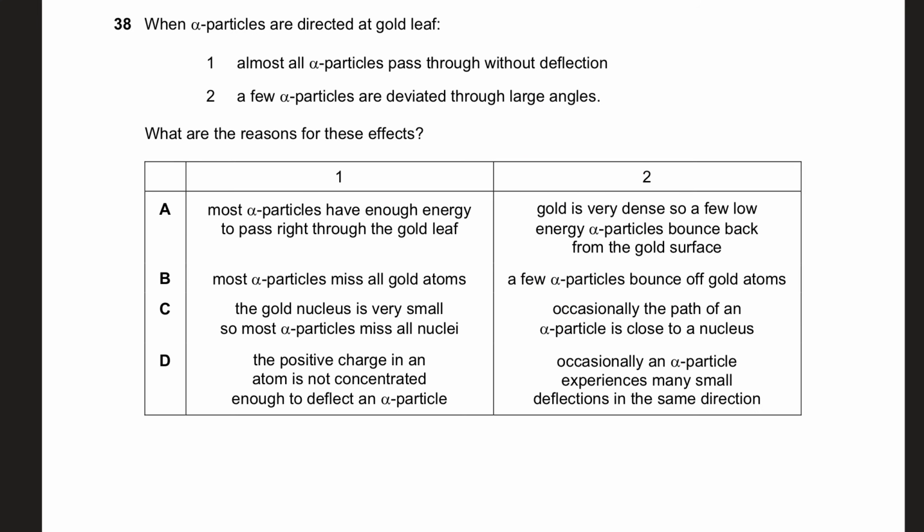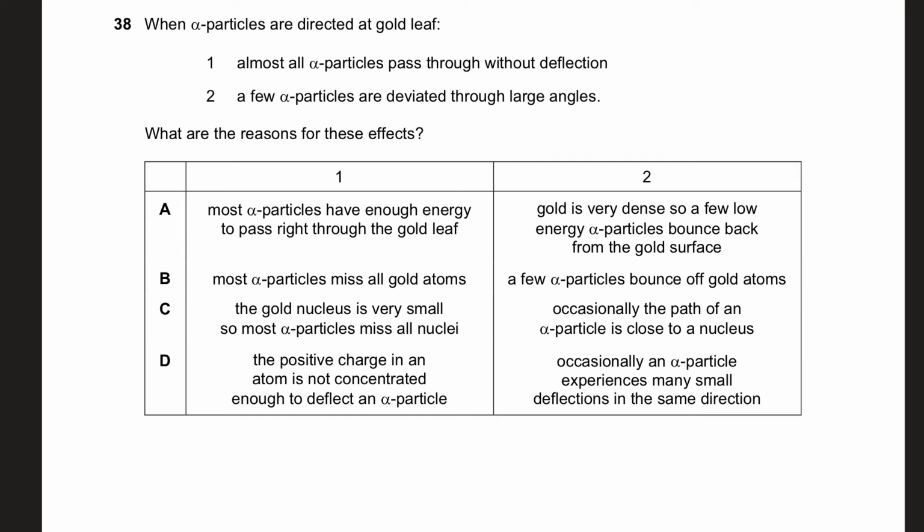Question 38 says, when alpha particles are directed at gold leaf, number 1, almost all alpha particles pass through without deflection. If you remember the gold leaf experiment, you'd know this happens because the conclusion was that the nucleus is very small and alpha particles miss the nucleus. Number 2 says, a few alpha particles are deviated through large angles. The conclusion to that was that the nucleus is positively charged. So when alpha particles pass close to the nucleus, they get deflected at large angles.